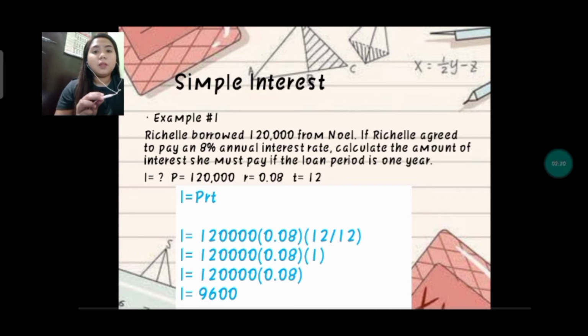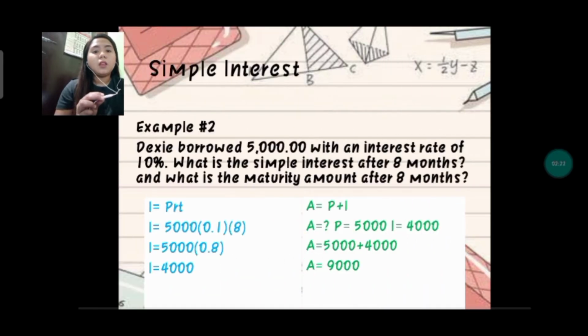And then in example number 2, Dixie borrowed 5,000 with an interest rate of 10%. What is the simple interest after 8 months? And what is the maturity amount after 8 months? So in this example, we will find the simple interest as well as the maturity amount.